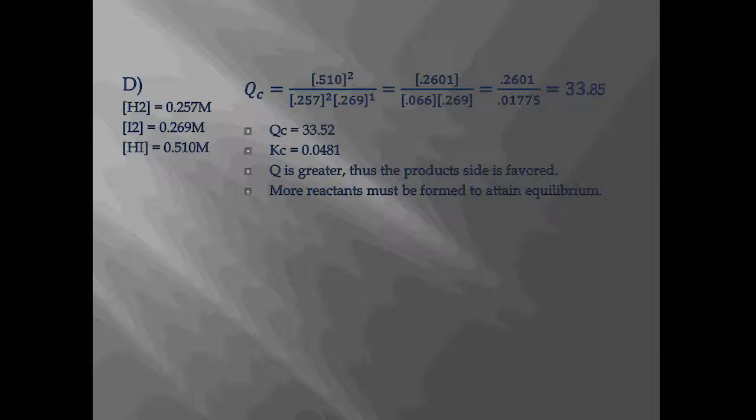Part D. H2 is 0.257, I2 is 0.269, and HI is 0.51. Again, the answer is simple. All you have to do is plug the numbers into the reaction quotient formula, which is products over reactants, and solve for Q. Qc ends up being 33.52. Kc still has not changed and is still 0.0481. Q is still greater, thus the reaction is not at equilibrium, and the product side is favored. More reactants must be formed to attain equilibrium.